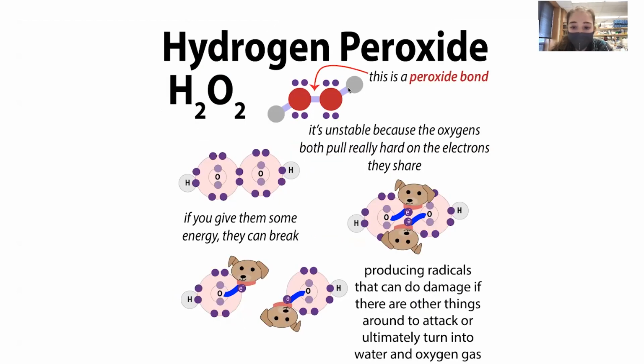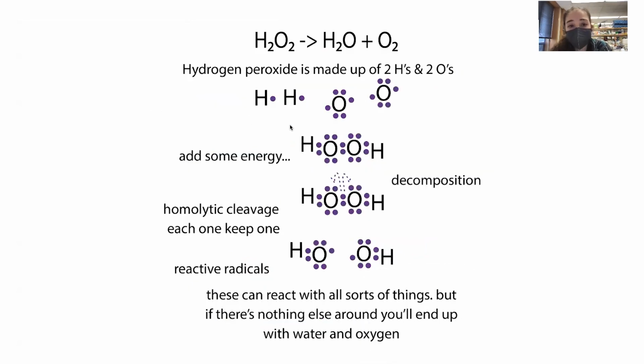So in hydrogen peroxide, this oxygen-oxygen bond is going to be unstable. Oxygen is really electronegative, so it has a tight pull over its electrons. But when you have two oxygens together, they're both pulling each other apart, and so this bond can break. When it breaks, it can do so through this homolytic cleavage, where each one is going to keep an electron.